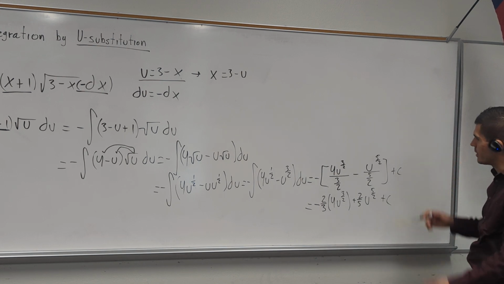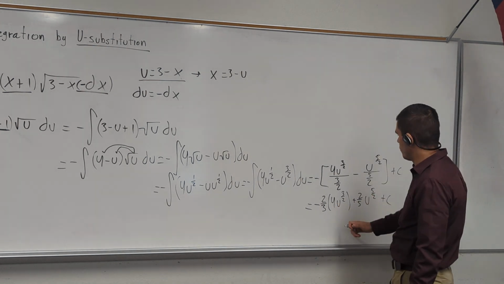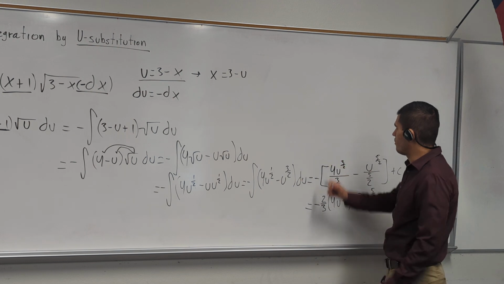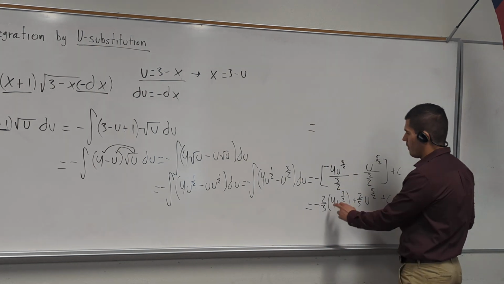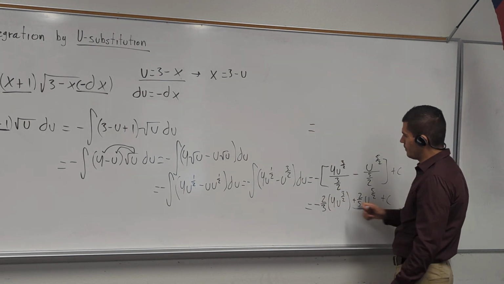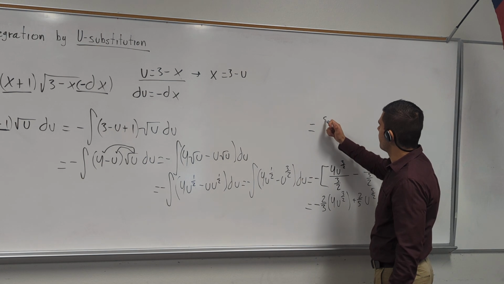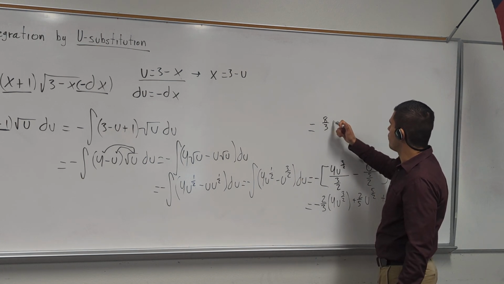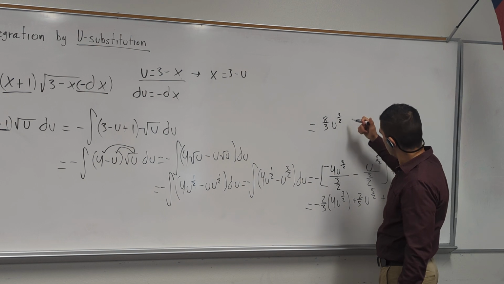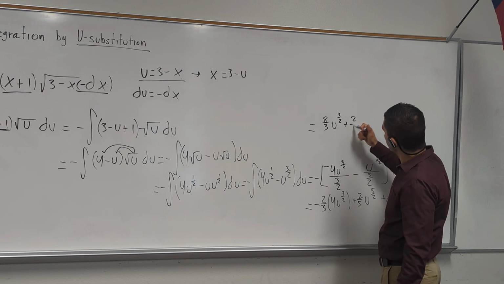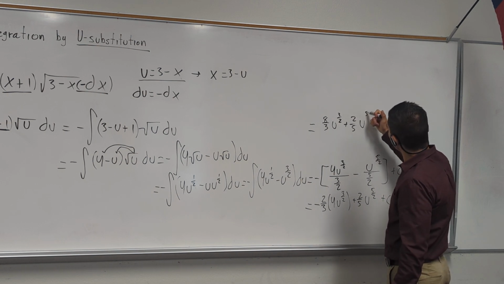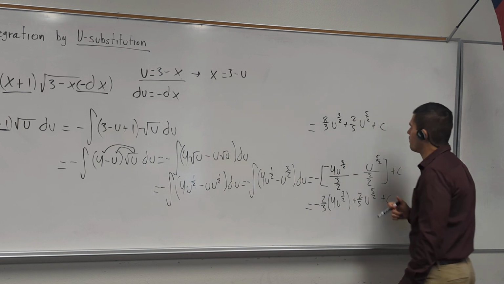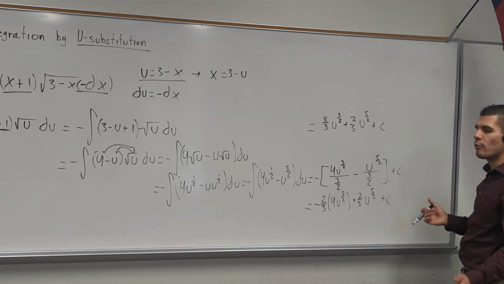Well, it all depends on how much algebra really you are wanting to do. Let me go up here since I don't have a lot of room. I can multiply this out, and then I would have 8/3, right? So I'll have 8/3 u to 3/2 plus 2/5 u to the 5/2 plus c. Okay. A little bit more algebra again.